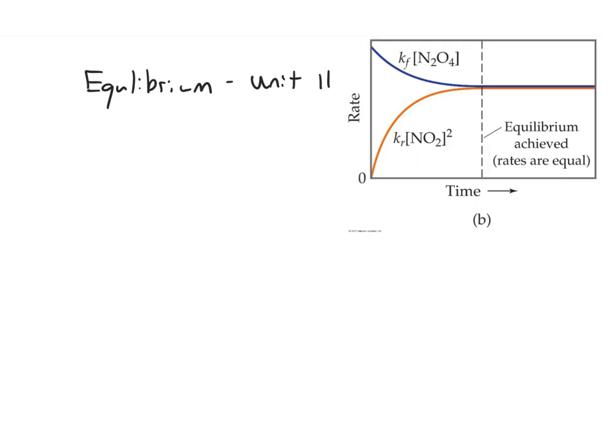This is the first video lesson of the equilibrium unit. This is Unit 11. We're going to start talking about what equilibrium is in terms of chemical equilibrium. A good supplemental read would be Chapter 15 in the chemistry textbook.